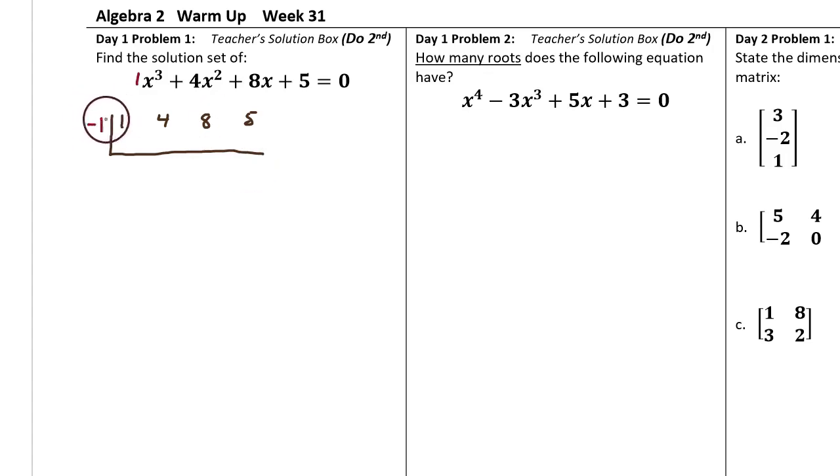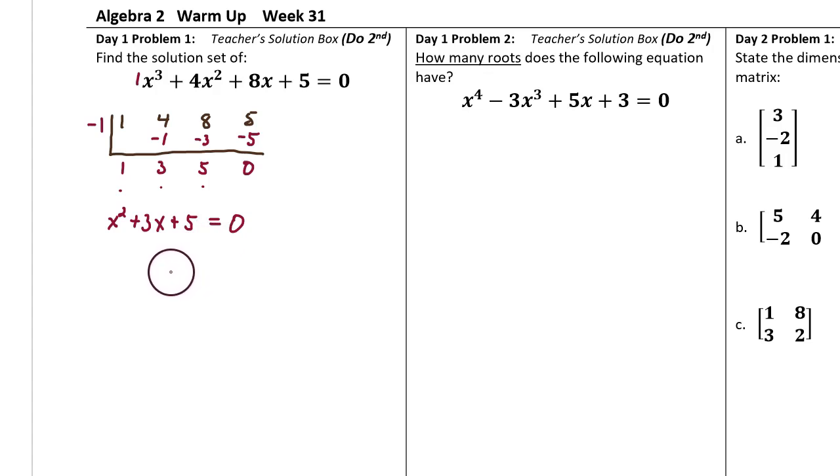I'm going to try negative 1. 1, negative 1, 3, negative 3, 5, negative 5, and 0. One of the solutions is negative 1. At this point, we can take our depressed polynomial and write it back in polynomial notation. Set that equal to 0, and then solve that with methods that we've learned this year.